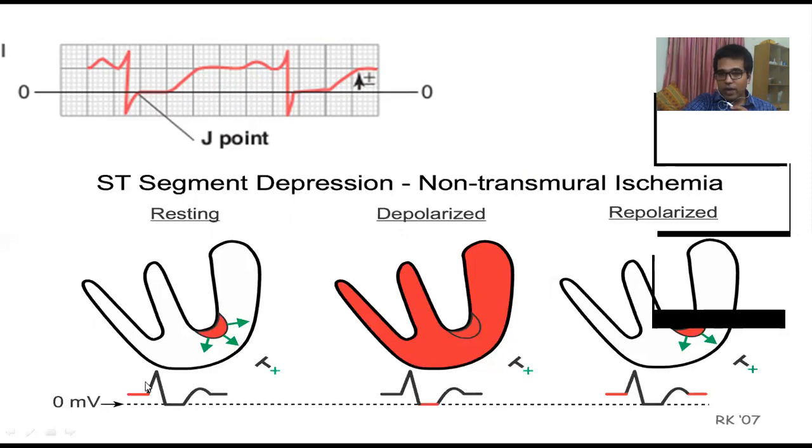So what will happen? Now when the depolarization is complete, this is the J point, followed by the ST segment. In comparison to the TP segment, you can see here that this ST segment is now expressed as ST depression.